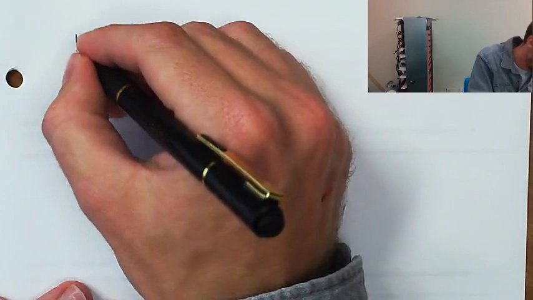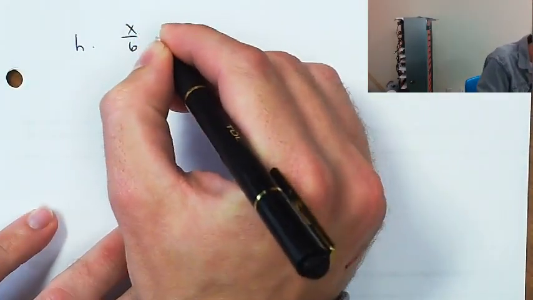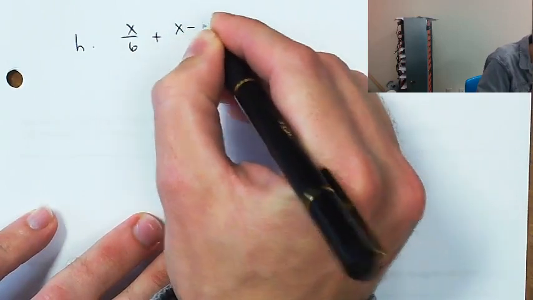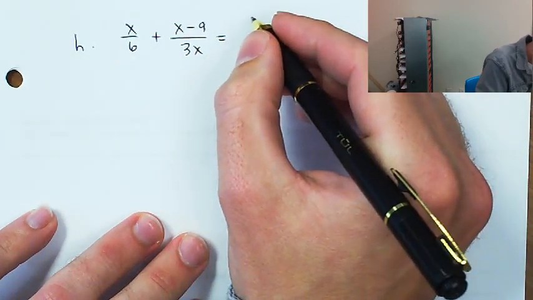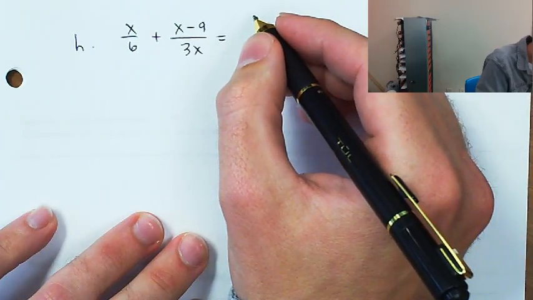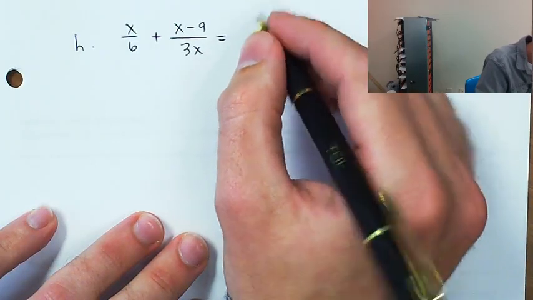Okay, H. A lot of equations on this one, but that's what y'all need. So H is x over 6 plus x minus 9 over 3x equaling 3 over x plus 1. Wait, no, I was copying the wrong one. That's 1 over x.